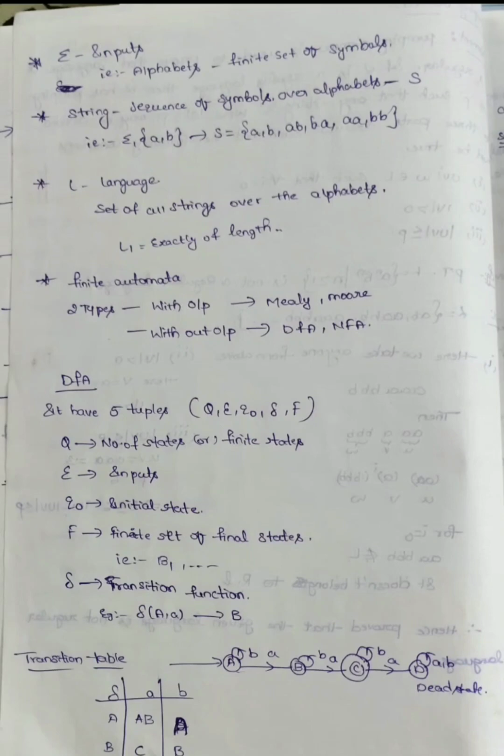Next, finite automata. It contains 2 types: with output and without output. With output are the Mealy and Moore machines. Without output are the DFA and NFA.